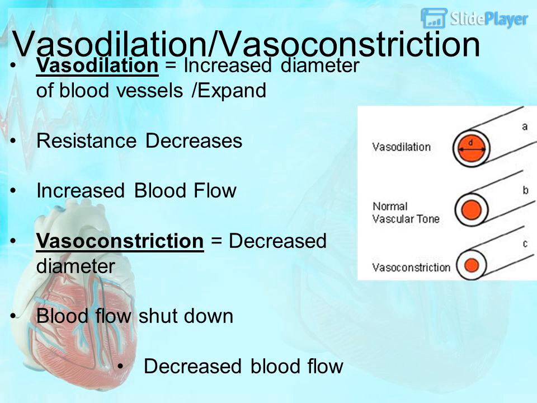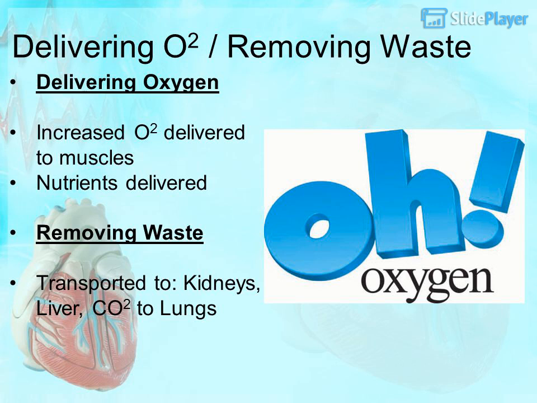Vasodilation and vasoconstriction. Vasodilation equals increased diameter of blood vessels, they expand. Resistance decreases. Increased blood flow. Vasoconstriction equals decreased diameter. Blood flow shut down. Decreased blood flow. Delivering O2, removing waste.